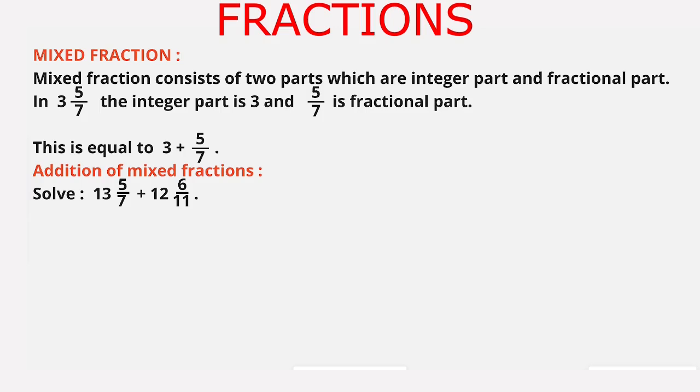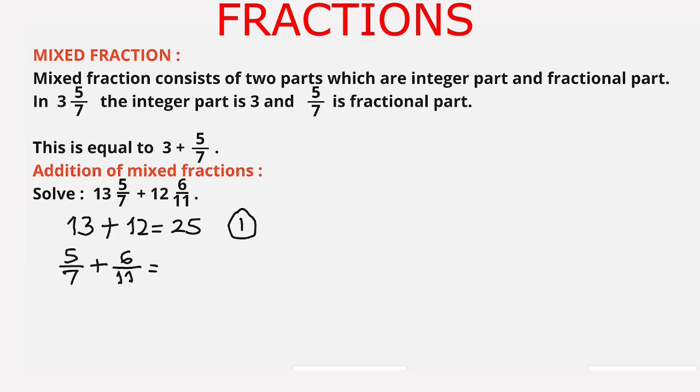Step 1 of solving it. In step 1, we will add the integer part. So that is 13 plus 12 equal to 25. This is our step 1. Now we will add the fractional part. 5 upon 7 plus 6 upon 11.